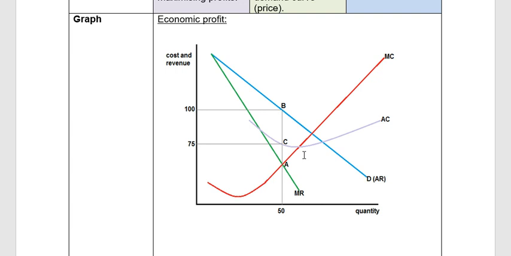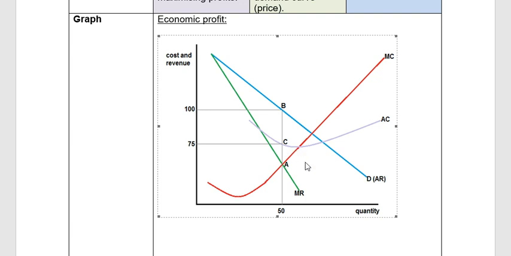A firm is productively efficient if, when they maximize their profits, it is at the lowest point of the average cost curve. The monopolist is not productively efficient because here where he's producing at point C, 50 units is what he would be producing. This is not the lowest point of the average cost curve. If we follow the average cost curve down, here where it intersects with marginal cost, this is the lowest point of average cost. It is slightly less than 75. Let's say it's 70 or whatever.